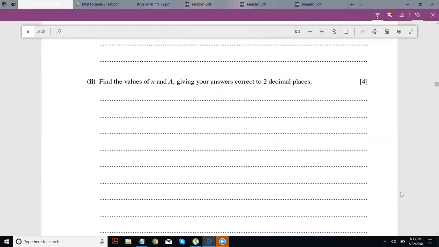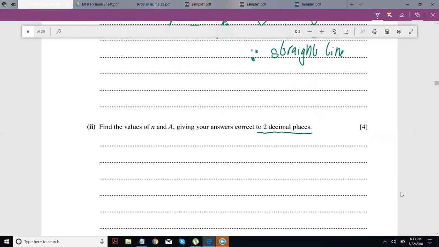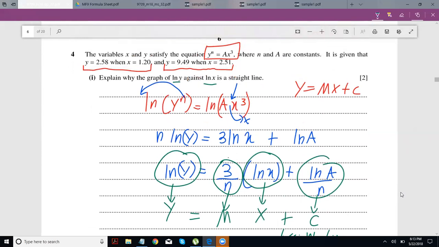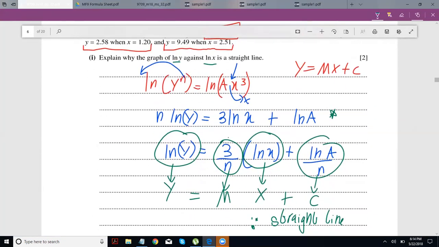Find the values of n and a, giving your answers correct to 2 decimal places. Okay, so you have to use those 2 coordinates that they had given, the 2 sets of values of x and y, to find out the values of n and a, and you can simply input that into this particular form, or what would be a little more simple would be this particular equation. So let's go ahead and do that.